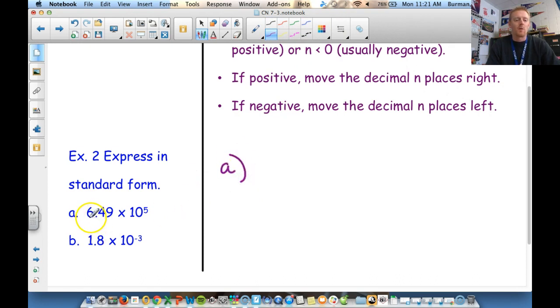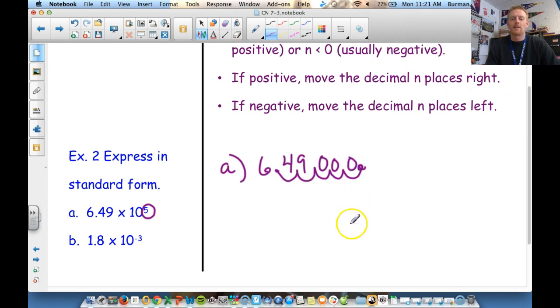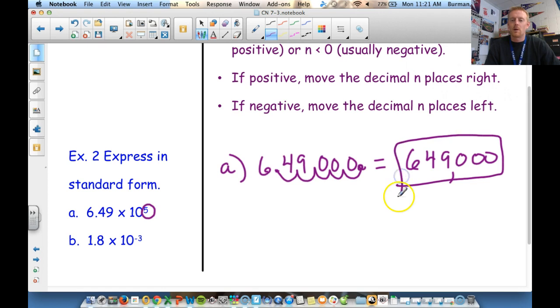So our job, it was 6.49, and the exponent tells us how many times to move it. So it's 1, 2, 3, 4, 5 times because if it's a positive exponent, we move to the right, we're making it bigger. So we have open spots, fill in with a 0, and we just fill in our numbers. Now I like to have my numbers without the whoop-de-woos or the waves so that we can specifically see that this is 649,000.